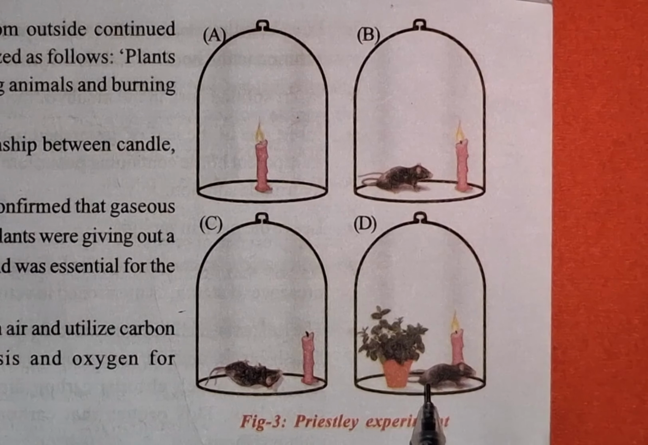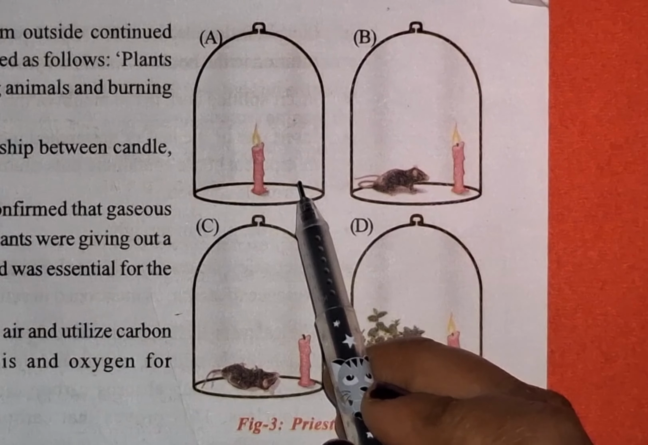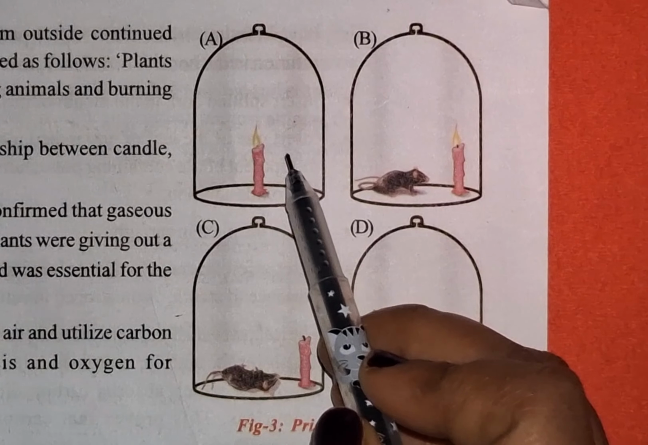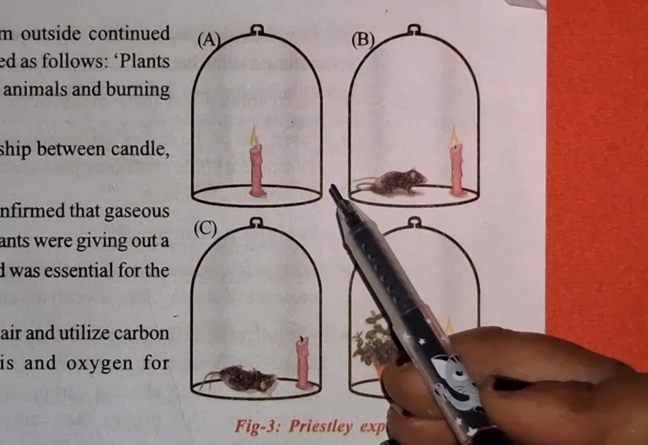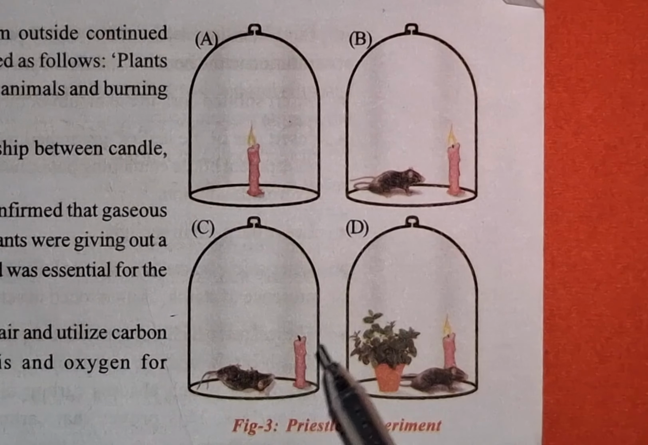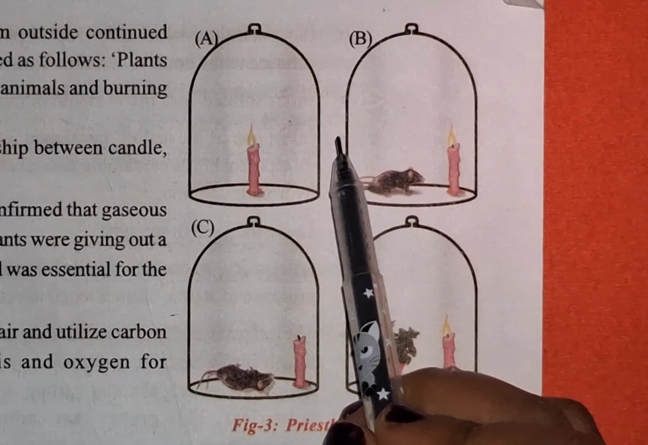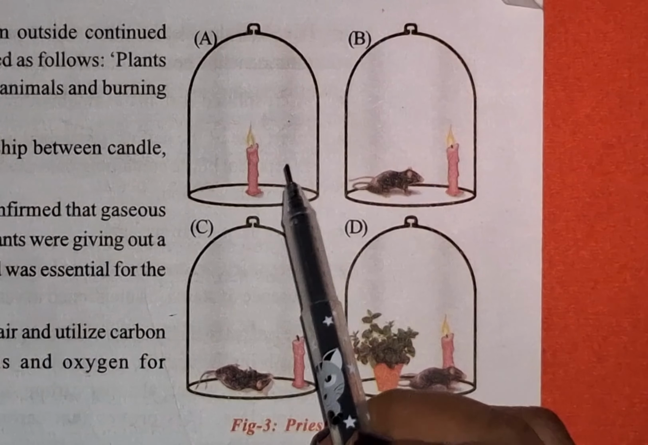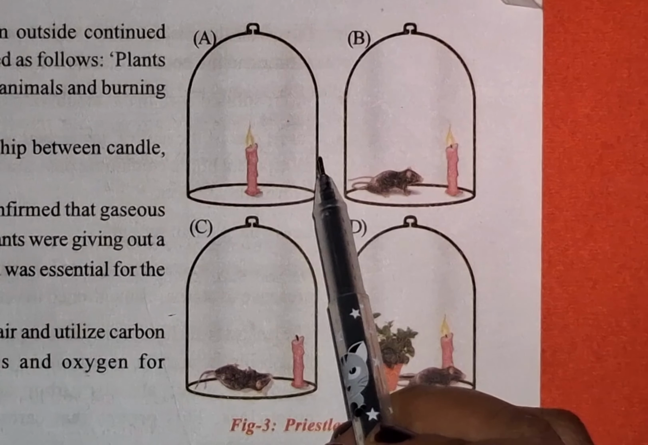So in the first experiment, Priestley puts a single candle inside a closed bell jar. After some time, he sees that the candle goes off. It stops burning. What might be the reason? The reason might be that the oxygen in the closed bell jar is completed and there is no more oxygen present for the candle to be used during the burning.